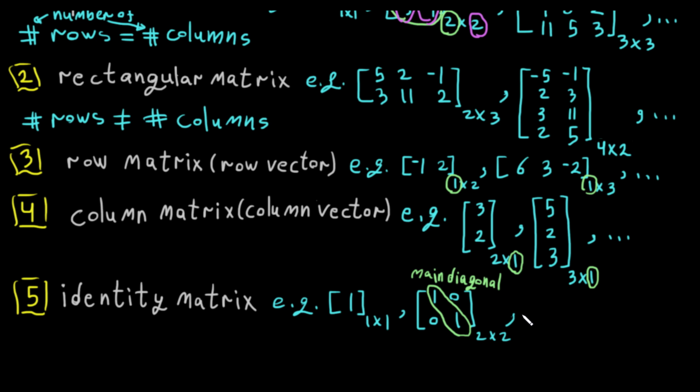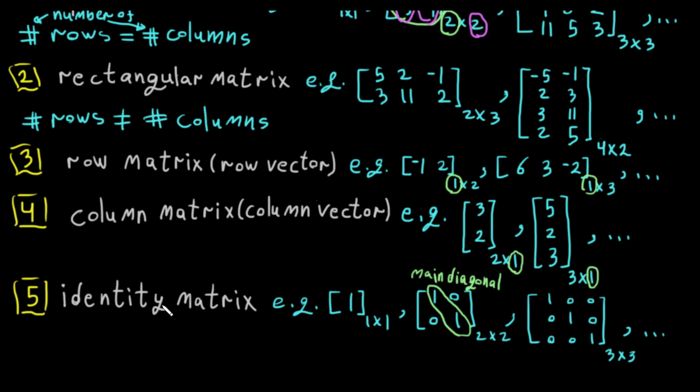Let's introduce a 3 by 3 matrix. This is a 3 by 3 matrix. As you can see here, on the main diagonal are ones and everywhere else are zeros. And so on. You can put a 10 by 10 matrix, which has the same thing: ones on the main diagonal and everywhere else zeros.